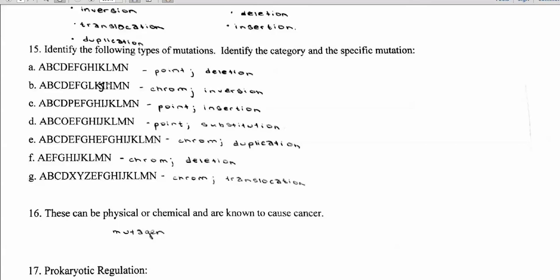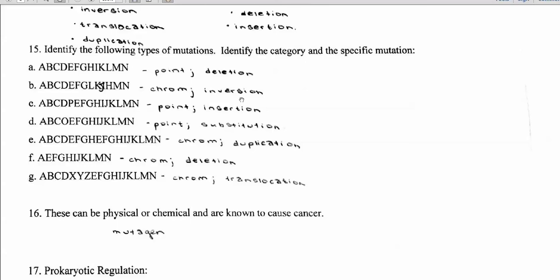If you notice, the H, I, J, K, L are in order, but they're flipped, that whole region. So it's chromosomal because it's a big chunk, and I've inverted it. Okay. For C, I've got A, B, C, D, P, E, F, G, H, I, J, K, L, M, N. So the P didn't get rid of anything.